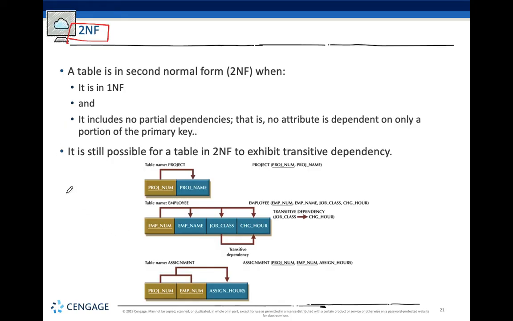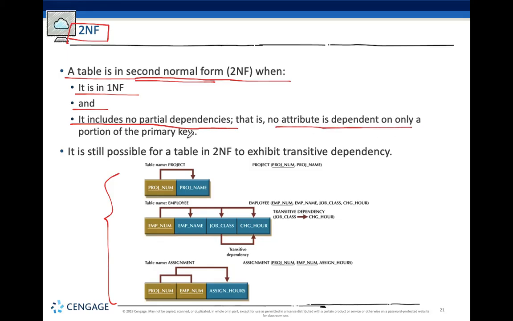And so the dependency diagram that we saw is repeated here. I've pasted it here. These tables are in the second normal form now. A table is in second normal form when it is in 1NF and it includes no partial dependencies. So as you'll see in this diagram, we have eliminated all the partial dependencies. That's a requirement for 2NF. Okay, so no attribute is dependent on only a portion of the primary key. All attributes are dependent on the full primary key.